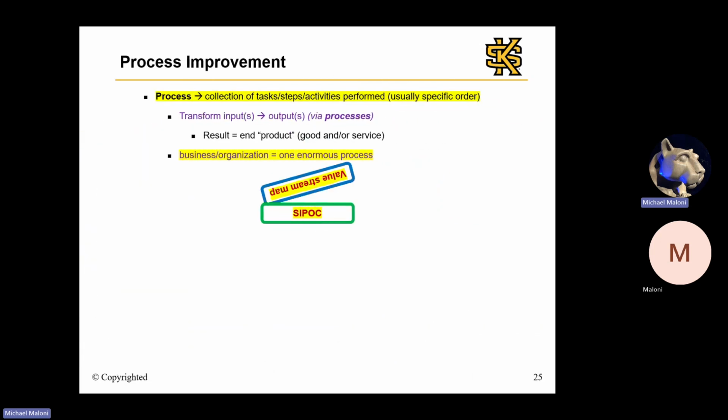So summarizing, the value stream map and the SIPOC diagram are tools that we can use to map out the high-level organizational production process. What do we fundamentally do, i.e., produce?